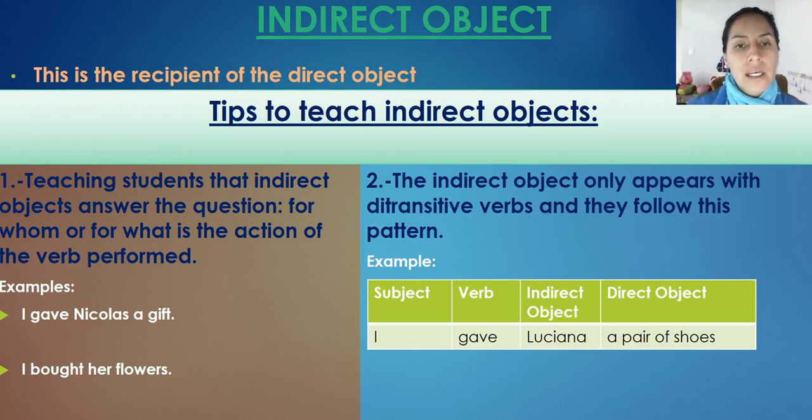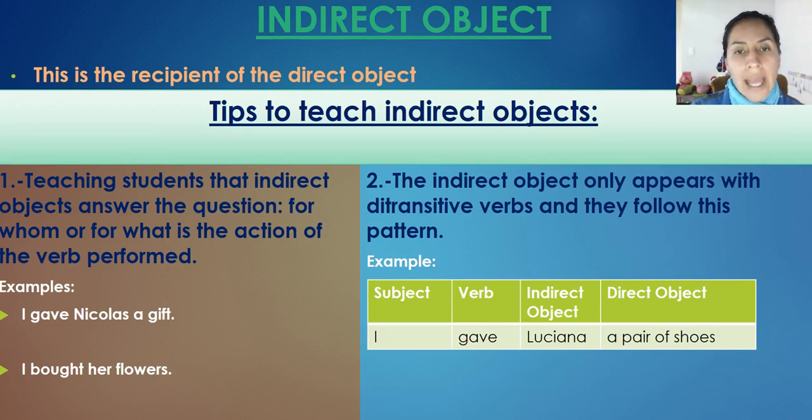Indirect object. This is the recipient of the direct object. So the indirect object says who or for whom the action of the verb is performed. Indirect objects cannot exist in a sentence that does not have a direct object. There are two tips to teach indirect objects. An indirect object is always a noun or pronoun which is not part of a prepositional phrase, and they answer the question for whom or for what the action of the verb is done.